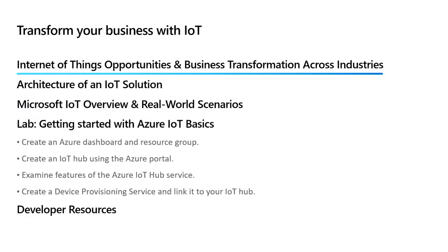For this training event, the things we're going to cover are, first, Internet of Things opportunities, the business transformation across different industries. We're really going to dig into the data, what the different use cases across different industries are, and what some products are that help across different use cases. Then we'll go into the architecture of an IoT solution: what the subsystems of an IoT solution are that you should be aware of and how that relates to our products.